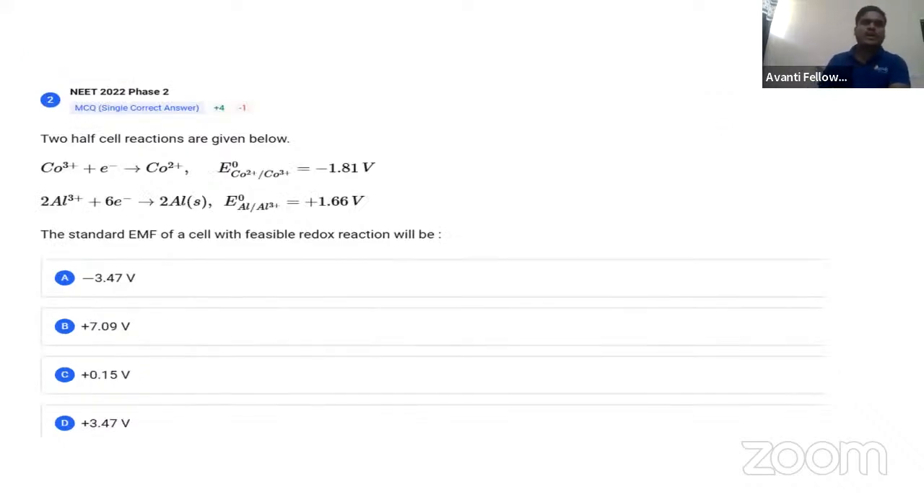Now, the two half cell reactions are given below. This is a NEET 2022 question. The two half cell reactions are given below. They are asking the standard EMF of the cell with the feasible redox reaction. So again they want to calculate the E cell.